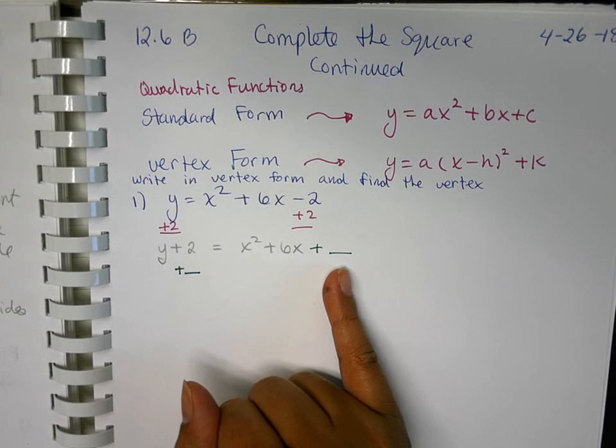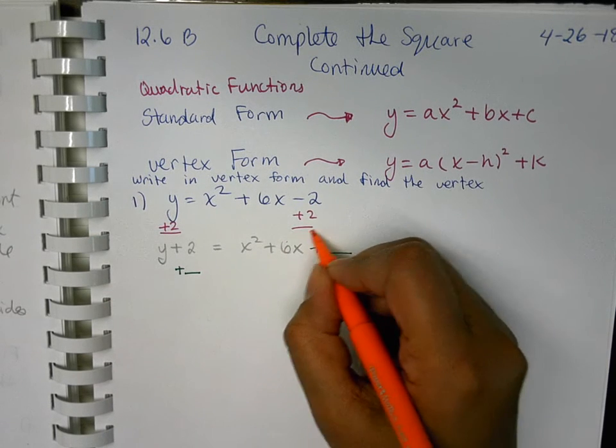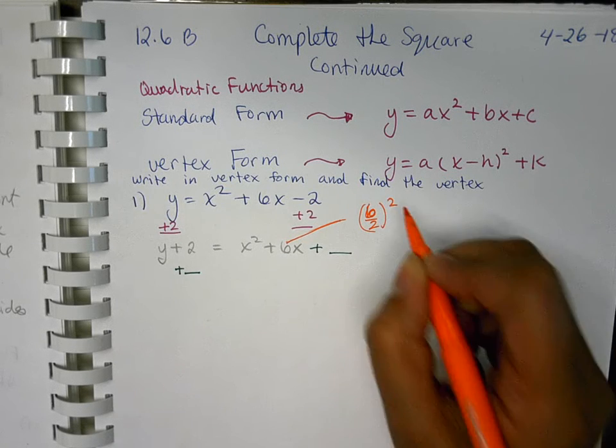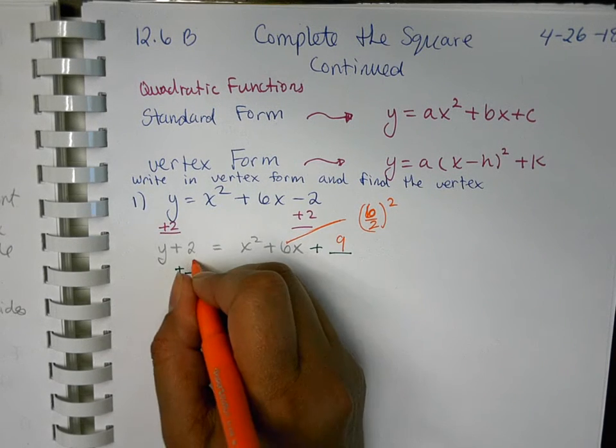I'm going to let you figure out that number on your own. Remember what you do. You take the middle, the b, and you cut it in half and square it. What do we get once we square it? 9. Good job. 9 on both sides.